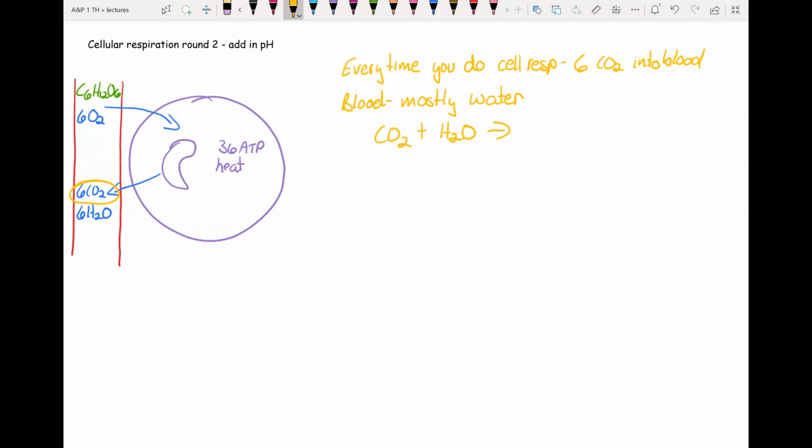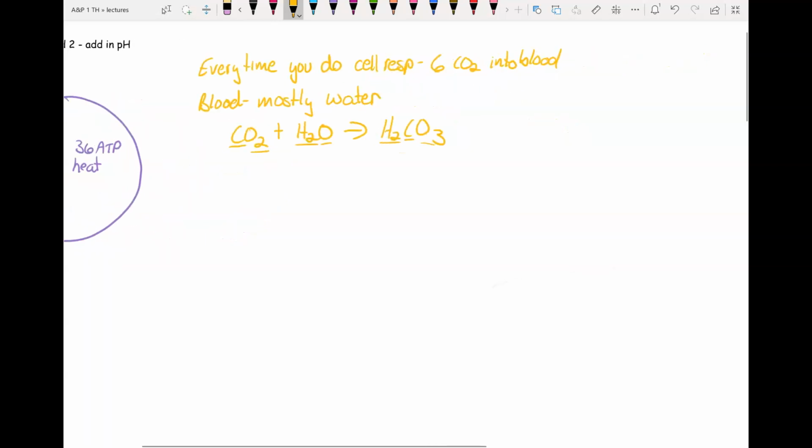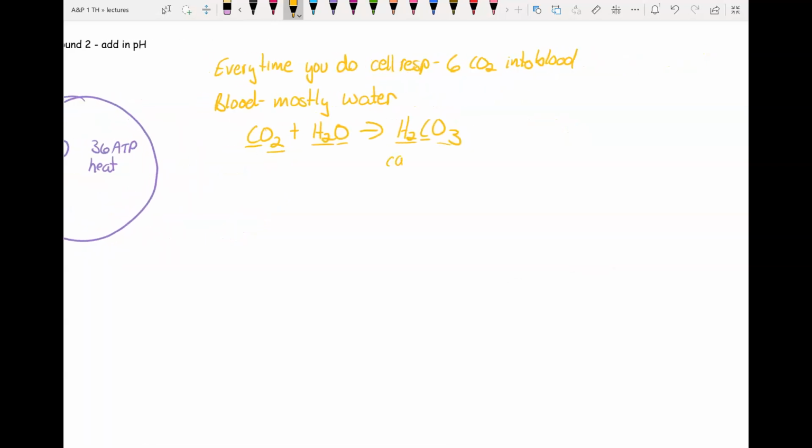These two molecules will combine with each other. H2CO3. All that is carbon dioxide and water together. So H2 comes from right here, C from the C, and you have 2 oxygens in carbon dioxide, 1 oxygen in water. That gives you O3. H2CO3 is carbonic acid.